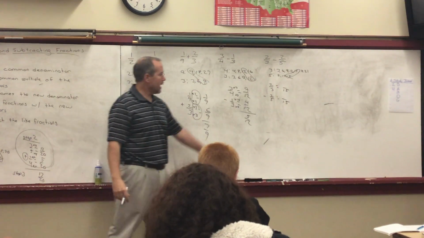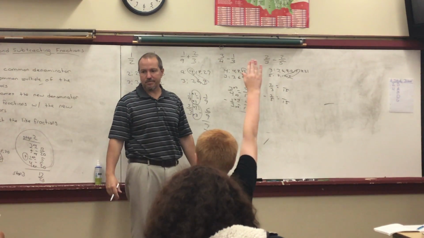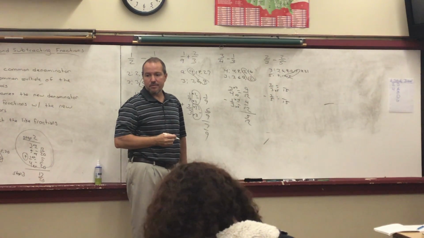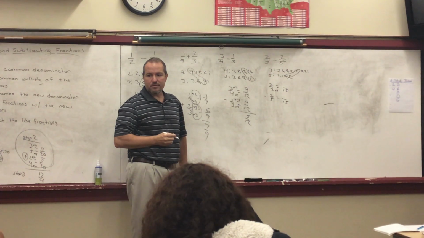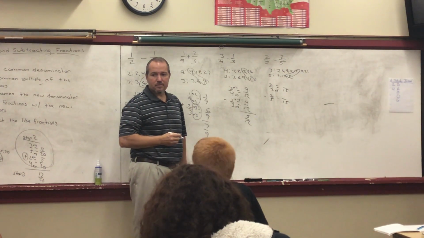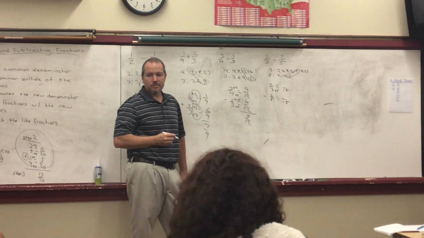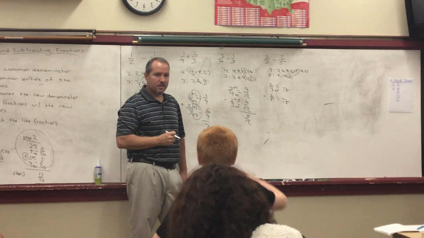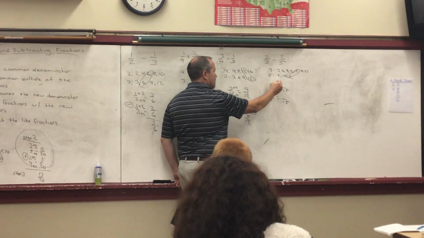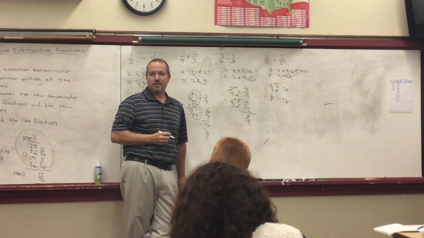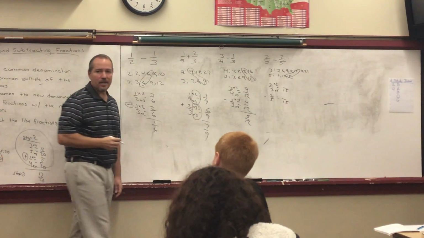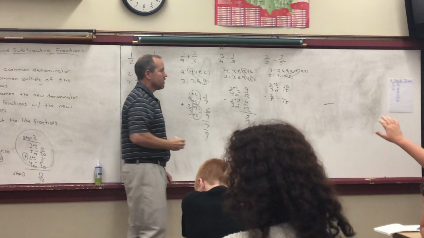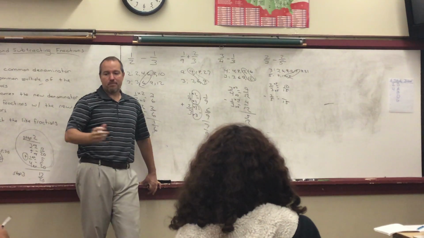Now, 3 times what is 15? 5. So what else am I going to do? You're going to do 2 times 5 minus, with 15 as the denominator. Put times 5 on the top. Two times 5 is what? 10. Now, put times 5.